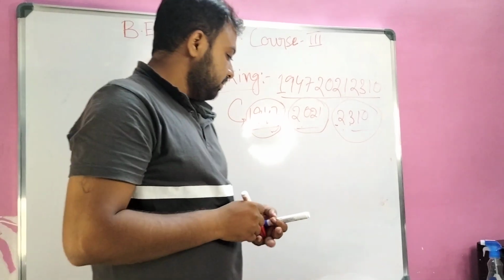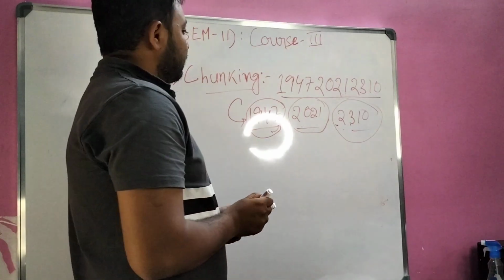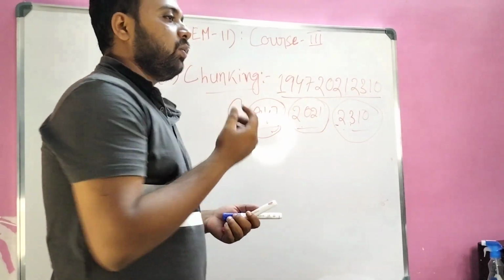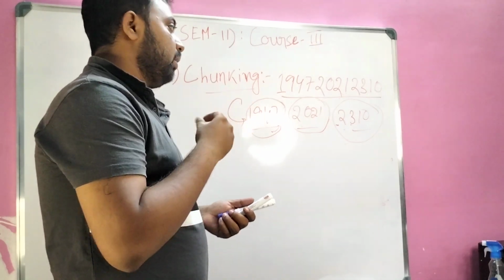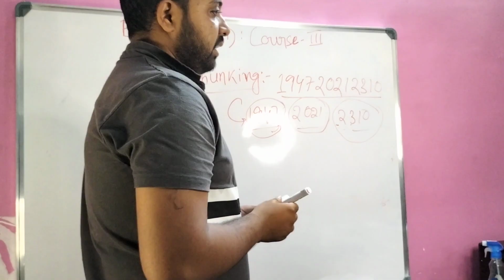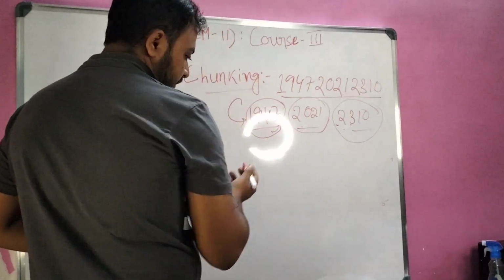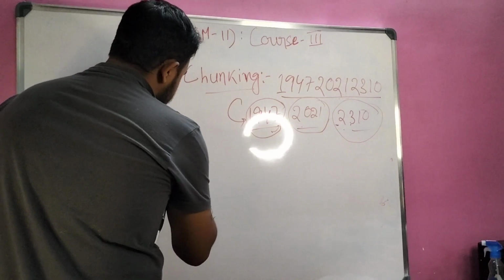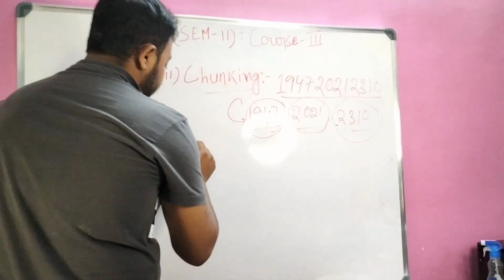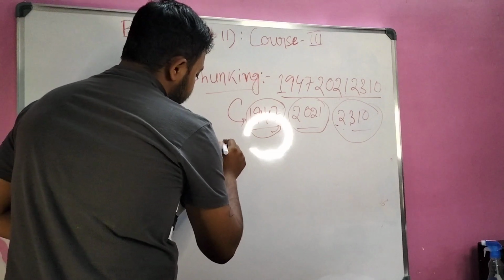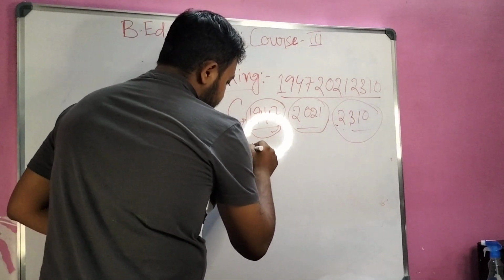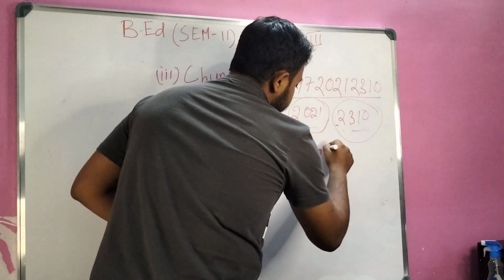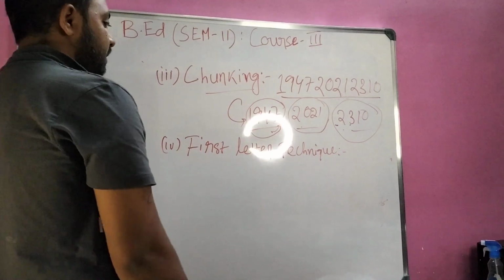Okay, clear? What is the chunking method? By formation of a chunk, if we remember anything or get an idea about anything, this process is called the chunking method. Clear? So now we move forward. Our fourth method is the first letter technique. So what is the first letter technique?